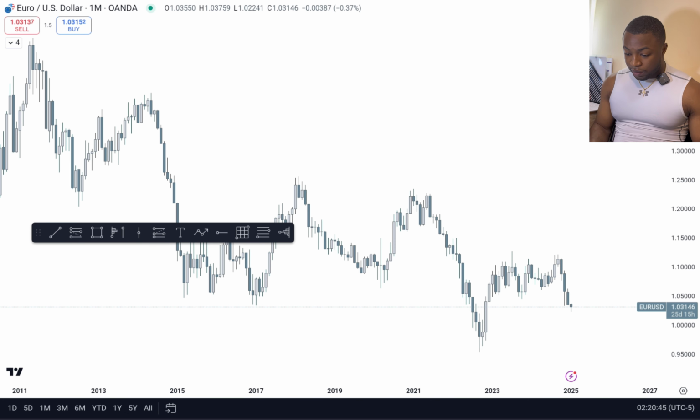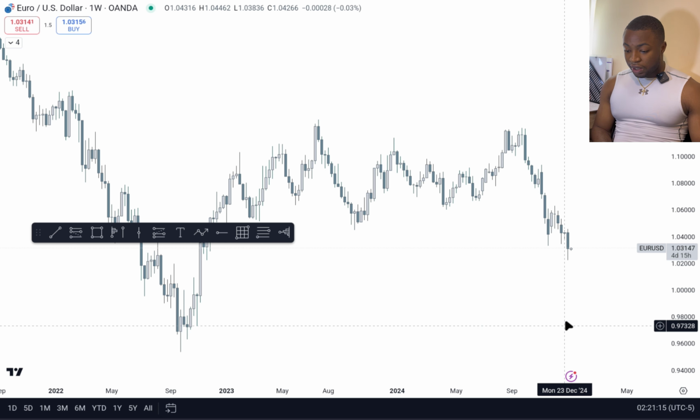Okay, so when I'm done on the monthly time frame, then I go to the weekly time frame to see if the weekly actually aligns with the monthly. And as you can see, the weekly is quite bearish. The weekly is also bearish.